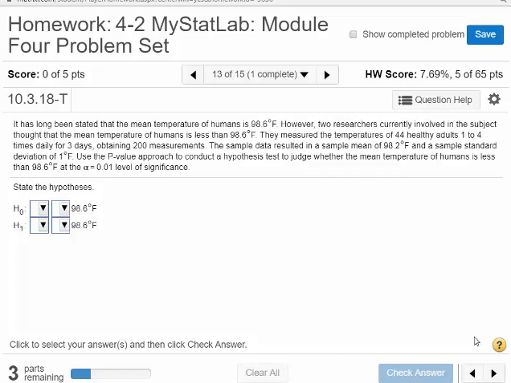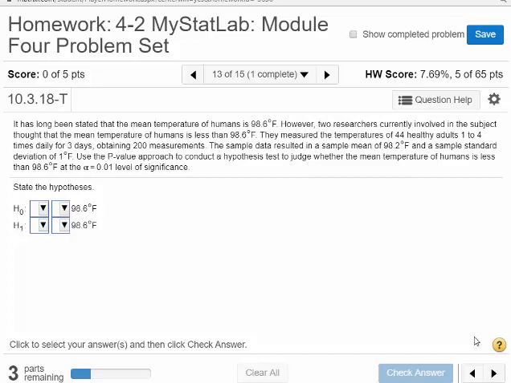It has long been stated that the mean temperature of humans is 98.6 degrees Fahrenheit. However, two researchers currently involved in the subject thought that, for whatever reason, the average has to be less than 98.6 degrees Fahrenheit. So they measured the temperature of 44 healthy adults 1 to 4 times daily for 3 days, and what they obtained is 200 measurements.